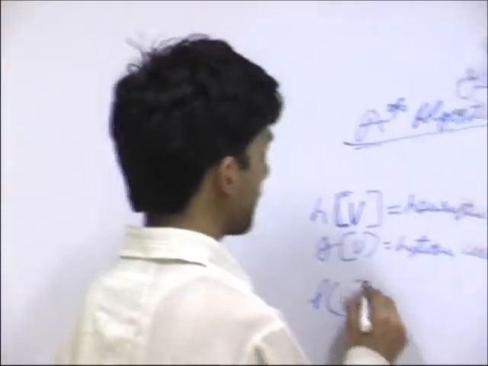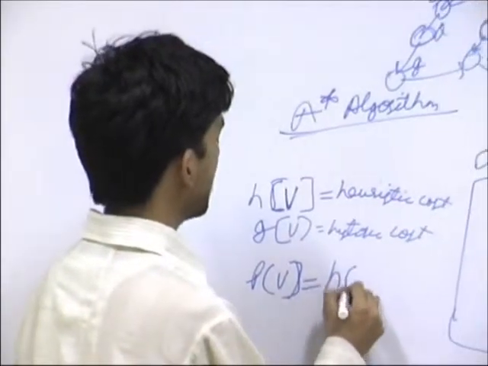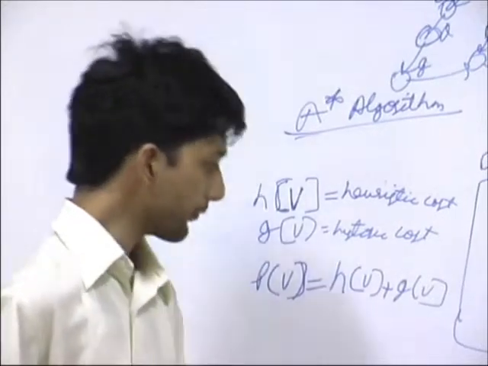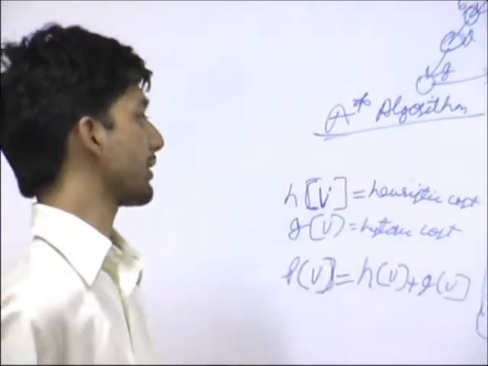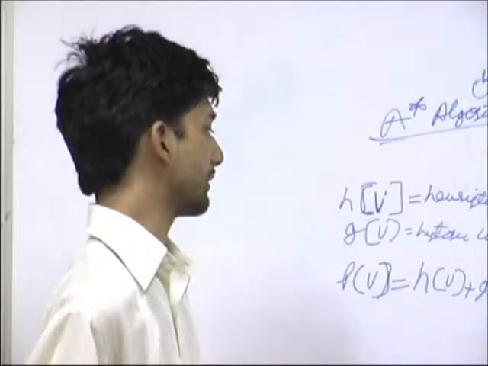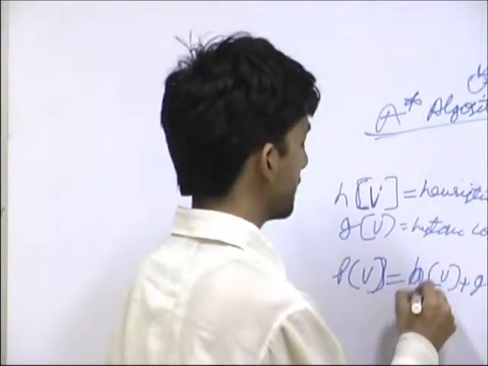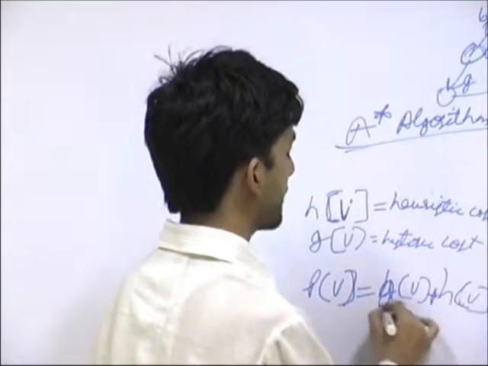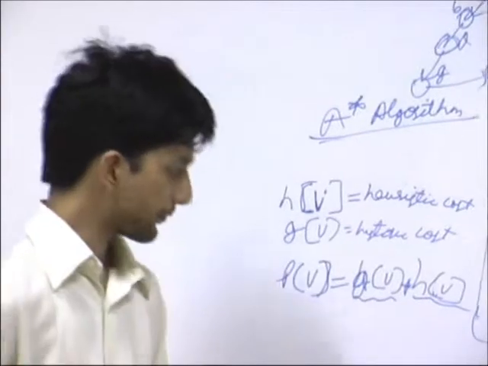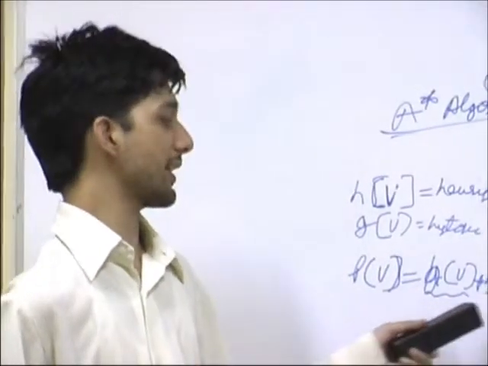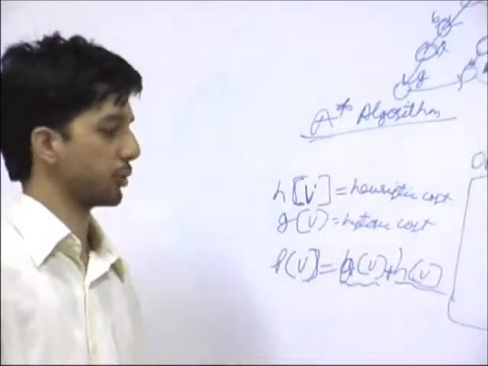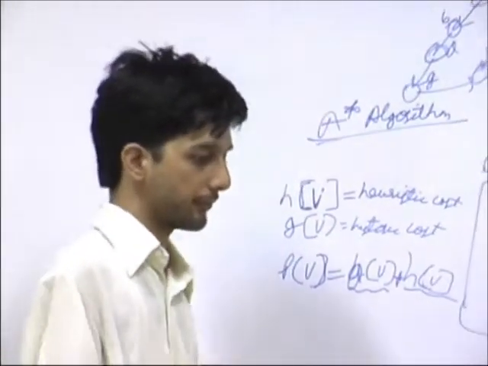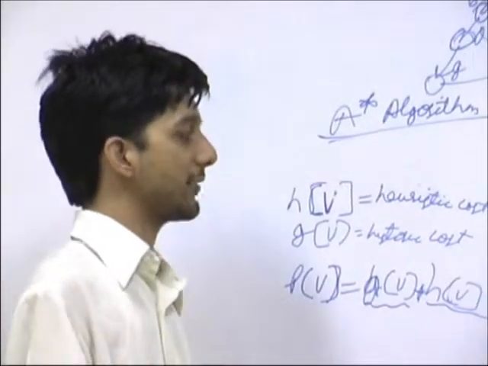And the other thing that we would be taking is the total cost, which is nothing but a summation of both these costs, the heuristic term as well as the historic term. Let me write f(v) = g(v) + h(v). This is precisely known, and this is a guess. This is what we have guessed, and this is what was precisely computed as the distance from the source.